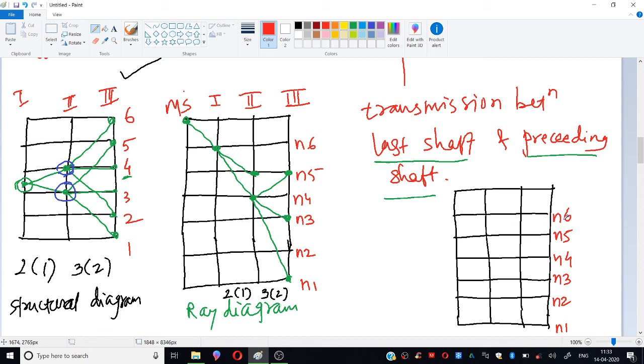Now here we have shaft 1, shaft 2, shaft 3, and this is the machine shaft. Now after that, if you check for the speeds, it is 2 in bracket 1 and 3 in bracket 2.